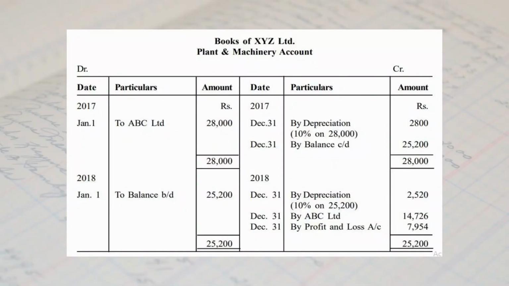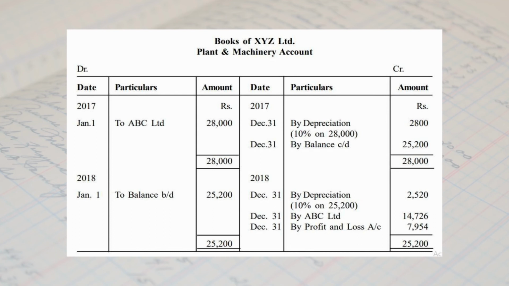So let us discuss, in the books of the hire purchaser, the plant and machine account. When the asset was purchased, machine account debit to ABC Limited 28,000, because the cash price was 28,000. Then by depreciation, 10% of 28,000, 2,800. So by balance carried down at the end of the first year, 25,200, total 28,000. This balance we will bring down in the beginning of the second year, 25,200.